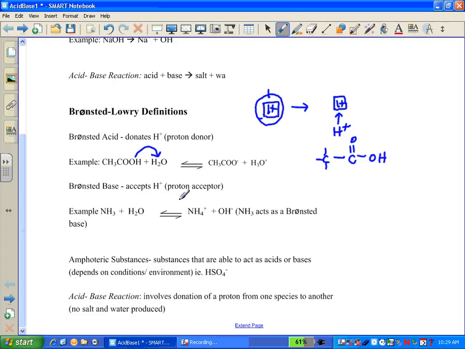A Bronsted base is a substance that accepts a proton. Ammonia, NH3, is a classic and the most basic of the Bronsted bases. So it's really important that you know the formula for ammonia, which is NH3. Now most Bronsted bases, structurally, have nitrogen in them. They're sometimes referred to as nitrogen bases.